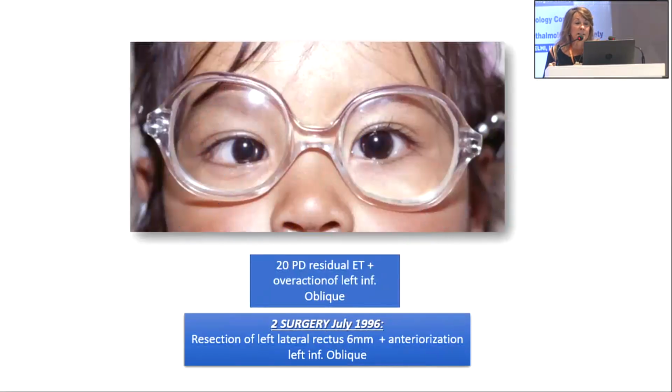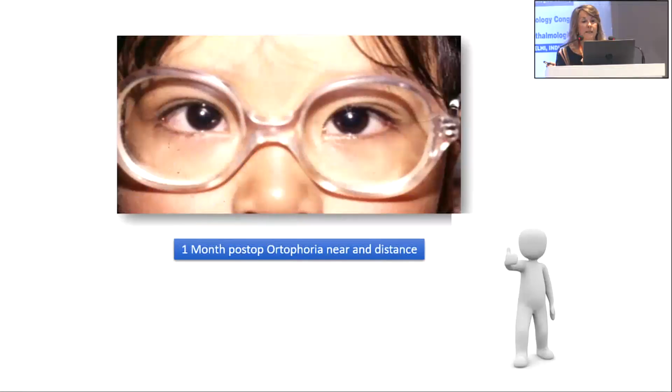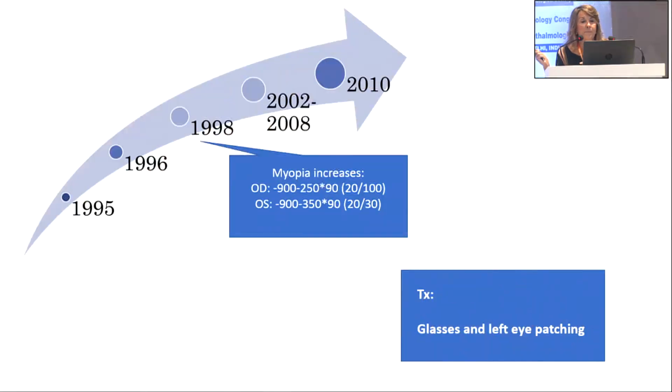One year later, the esotropia increased to 20 prism diopters. This is why I performed a second surgery consisting of a resection of the left lateral rectus of 6 millimeters and anteriorization of the left inferior oblique. One month after the second surgery, she was orthophoric for near and distance, and we were very happy. But I kept seeing this patient, and the myopia kept increasing.